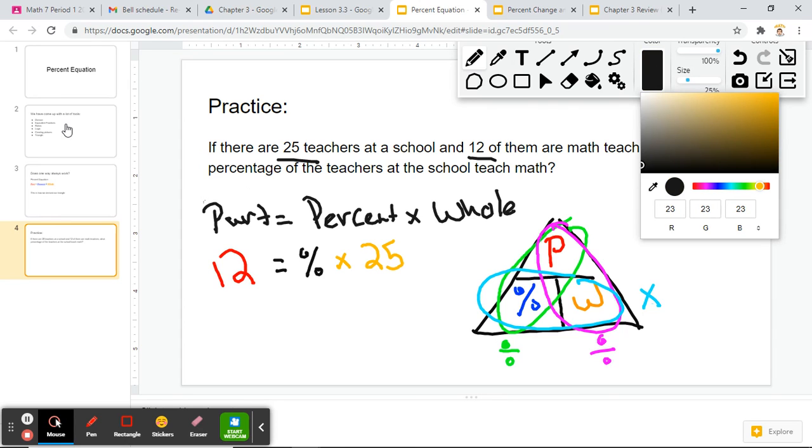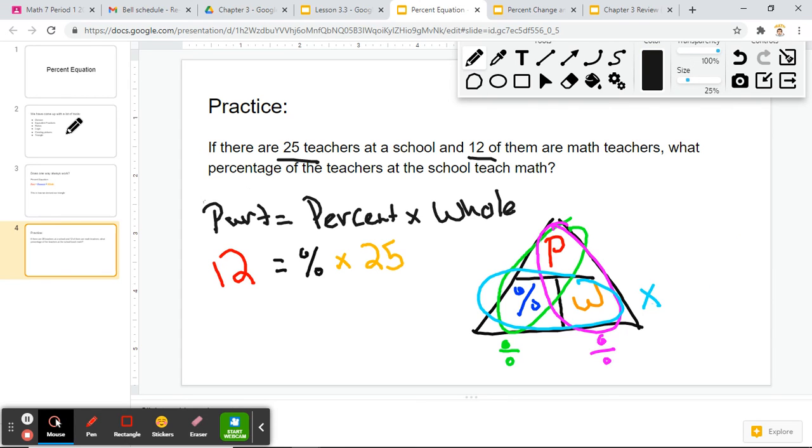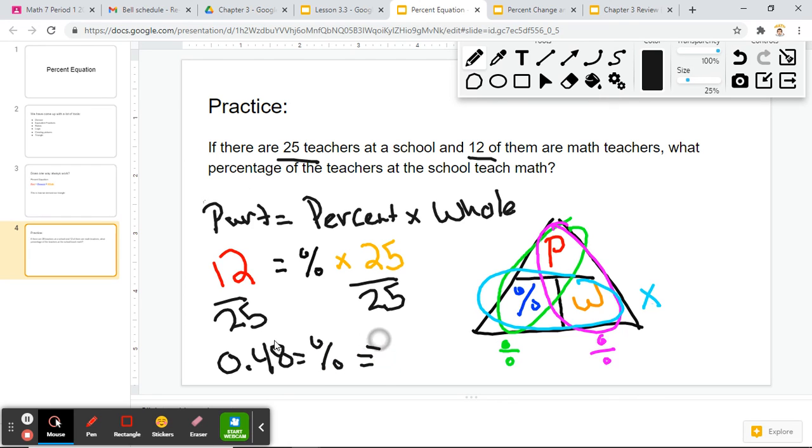So to solve for that percent, it's pretty easy. It's 25 times the percent. So the opposite of multiplication is division here. We'll divide both sides of our equation by 25. And 12 divided by 25 would be 0.48, equal to our percent. Now, obviously, this is in decimal form, so that means it is 48%.